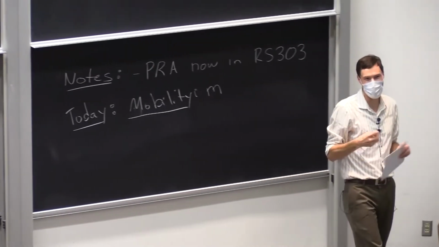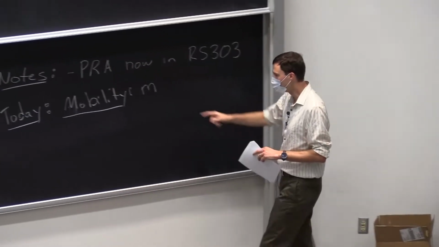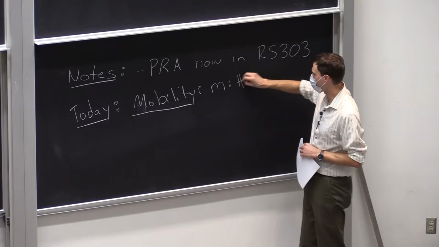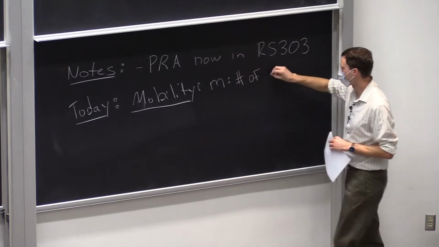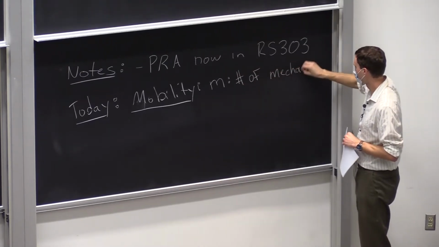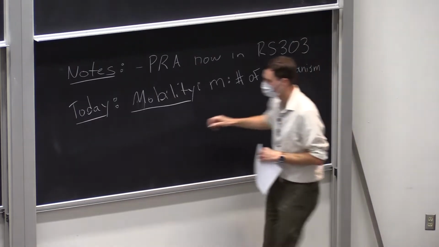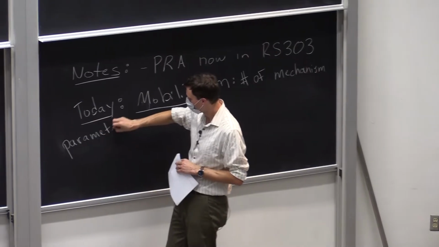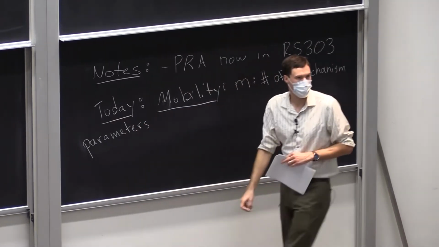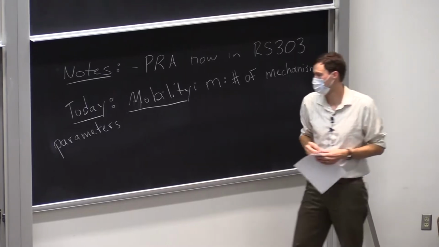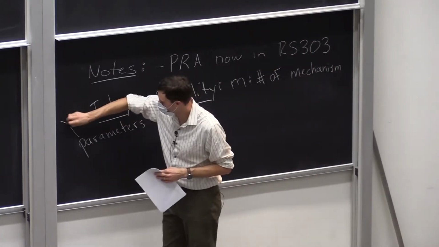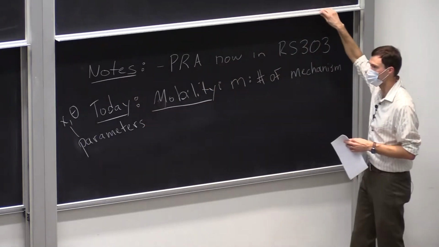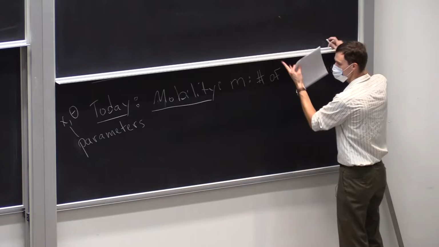We're going to use lowercase m. It's an integer number for mobility. I'm going to write it out here. It's the number of mechanism parameters. Parameters, which I've used before, are things like position or an angle. So we could have x or theta, other parameters. Those are numbers that describe something moving in our mechanism.